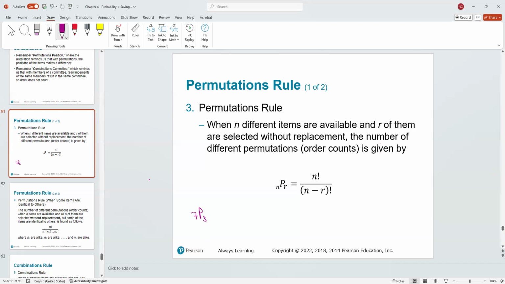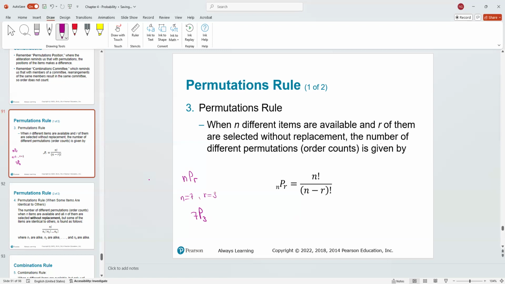You have seven people and you want to form a committee of three members, where these three members are president, vice president, and secretary. Because there is an order, we must use permutation. Now, how would we do it? Because we said nPr, that means for us here, n is 7 and r is 3.